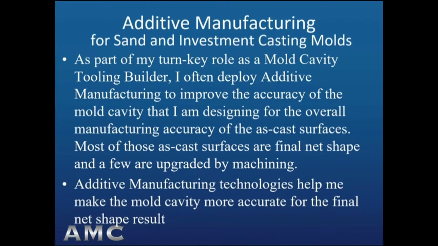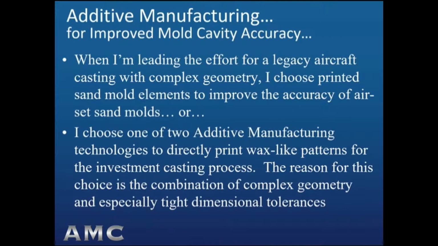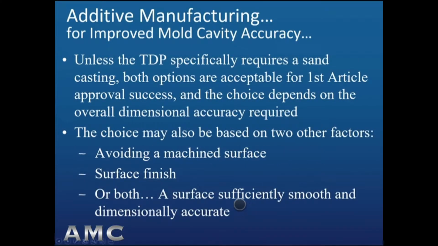When I'm leading the effort for a legacy aircraft casting with complex geometry, I choose printed sand mold elements to improve the accuracy of air-set sand molds, or I choose one of two additive manufacturing technologies to directly print wax-like patterns for the investment casting process. The reason for this choice is the combination of complex geometry and especially tight dimensional tolerances. Unless the TDP specifically requires a sand casting, both options are acceptable for first article approval success, and the choice depends on the overall dimensional accuracy required.